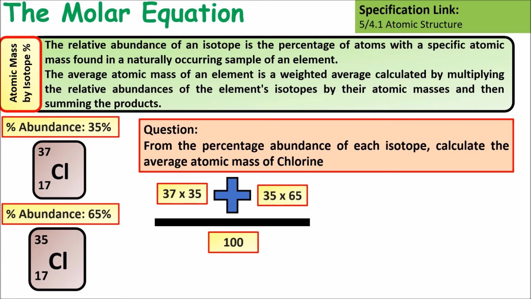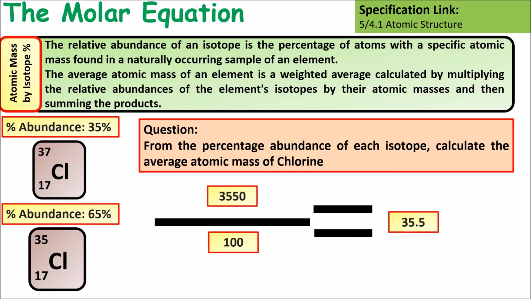So for instance, if you have chlorine, 35% of chlorine has a mass of 37, 65% has a mass of 35, so you'd work this out: 37 times 35, you add to that 35 times 65, then divide that by 100, which would give you 35.5, which is what we know the mass of chlorine is.